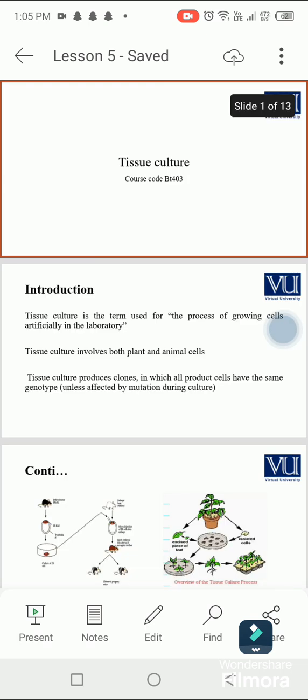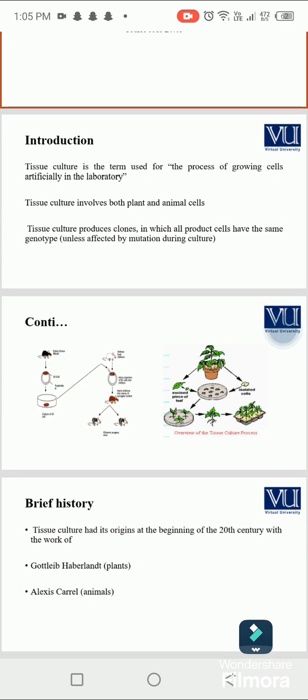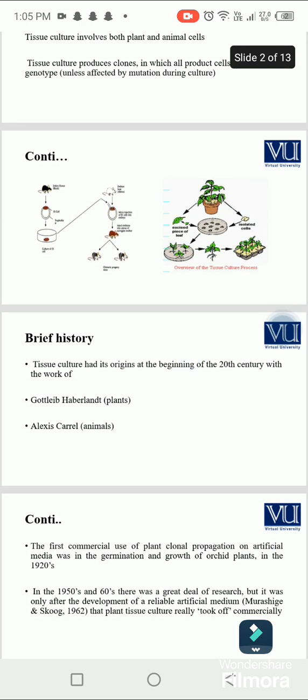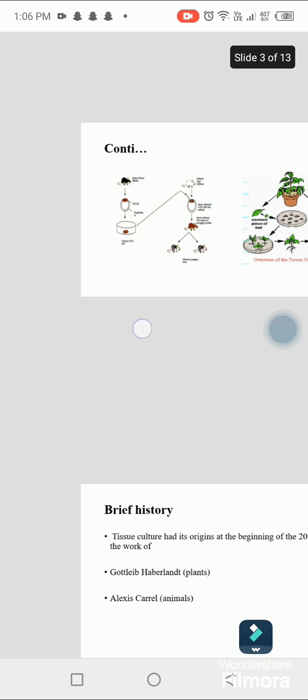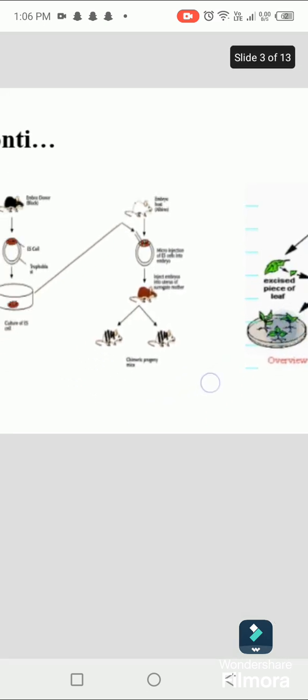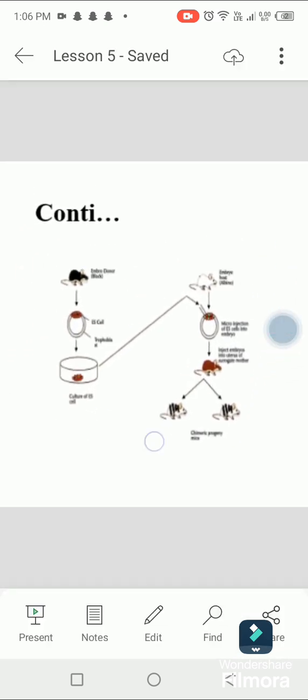Tissue culture. Introduction. Tissue culture is the term used for the process of growing cells artificially in the laboratory. Tissue culture involves both plant and animal cells. Tissue culture produces clones in which all product cells have the same genotype unless affected by mutation during culture.